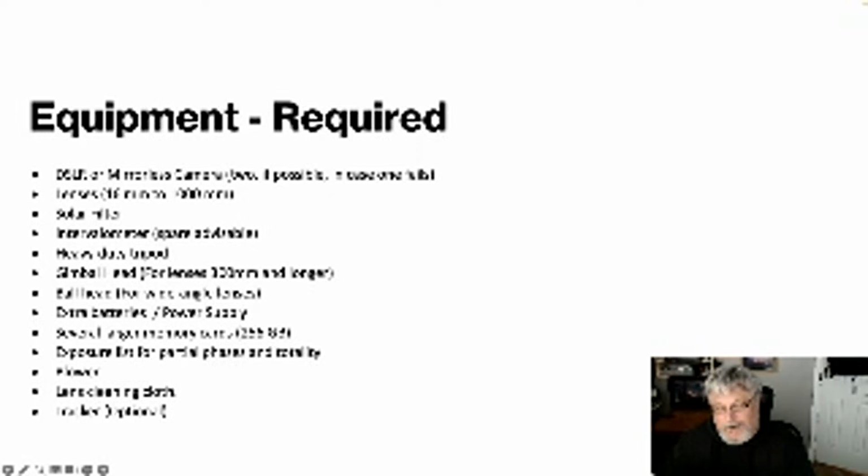Several large memory cards. It's good to have extra memory cards in case something happens, but modern memory cards, 128, 256 gigabytes, are going to be more than enough to cover this entire eclipse. Exposure list: you can use PhotoPills, or you can print a list of what's happening during the eclipse and when it's happening, so you know what's going on. A blower, a lens cleaning cloth, and a tracker is optional.